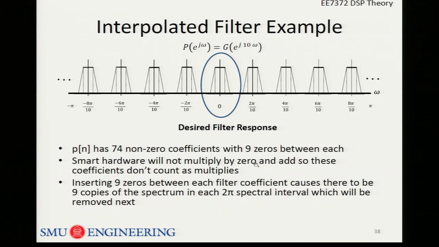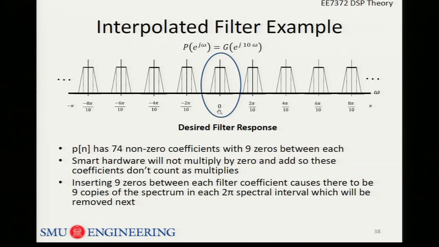Smart hardware won't multiply by 0 and add these. So if you had any type of hardware implementation you were building, if a 0 was loaded into that register, it's not going to multiply that. It's just going to say, I'm not going to multiply and add the results of this, we're just going to skip it. So those aren't going to cost you as multiplies.